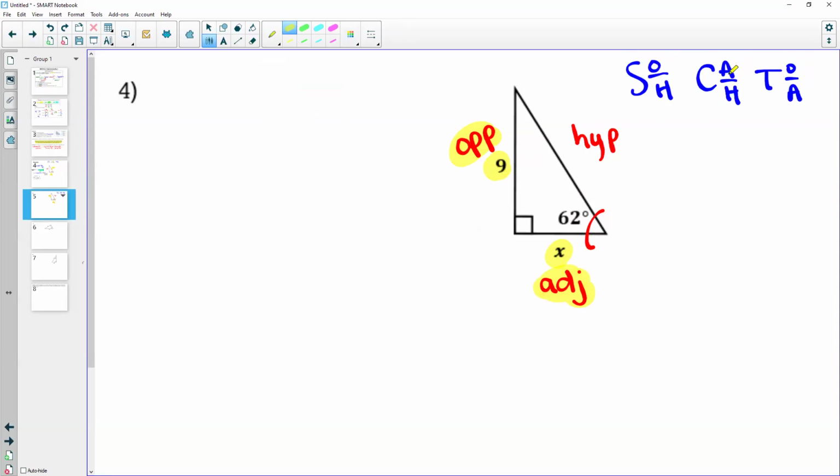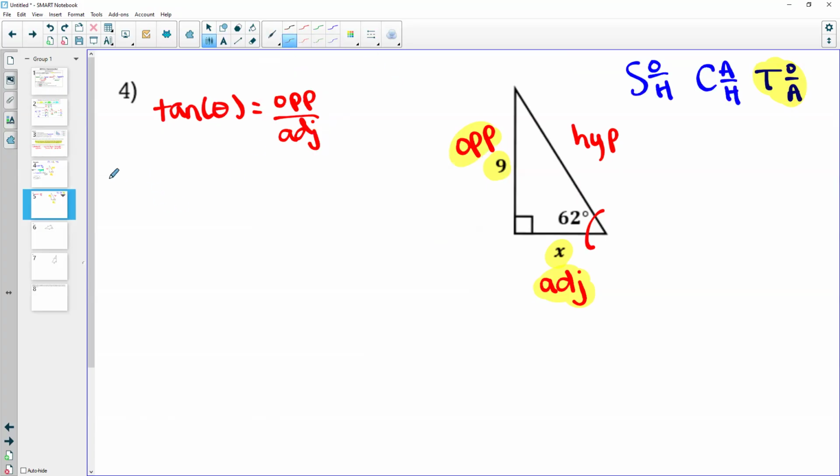It's not the second one. Opposite and adjacent is O and A. We're working with tangent. So we're just going to write that ratio down here. Tangent of theta is equal to opposite over adjacent.